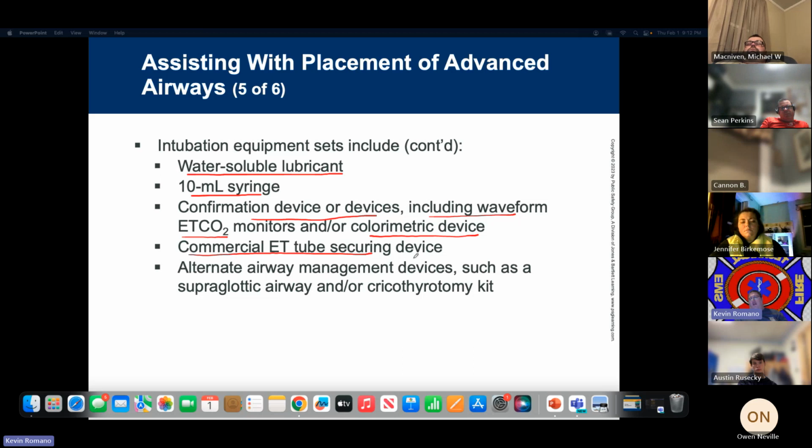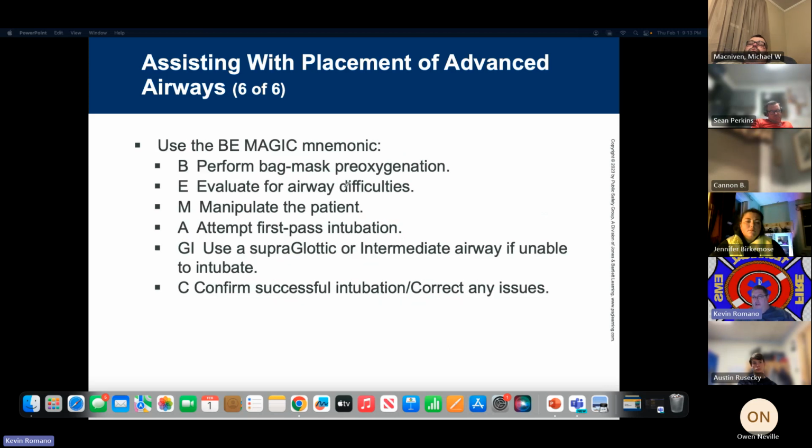Commercial ET tube securing device. If you don't have one, you can use oxygen tubing too, as an option. Or alternate airway management device, such as a supraglottic airway or a cric kit. Let's hope we don't have to go to this one here. If I'm intubating, I always have an iGel or a King ready to go. So if I have a failed attempt and I can't get a tube, I'm dropping that in. But with video laryngoscopes nowadays, it's pretty hard to miss. But again, it's practice and repetition for medics.